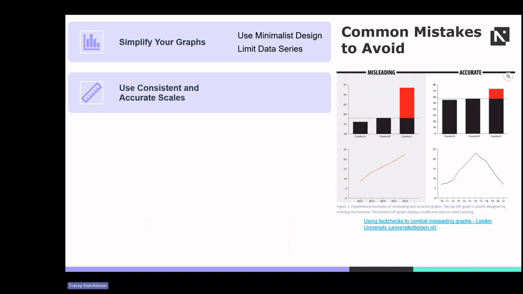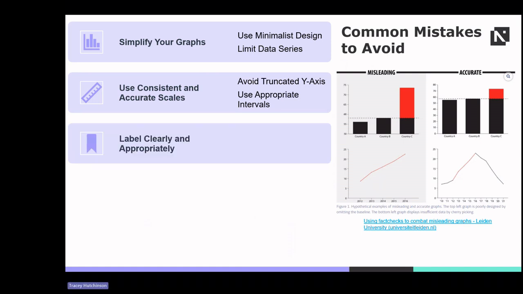Ensure that the scales on your graph are consistent and accurately represent the data. Never truncate the y-axis in a way that exaggerates differences between data points. This can mislead viewers about the significance of the data. Choose scale intervals that are logical and make the data easy to interpret. Uneven intervals can distort perceptions of the data.